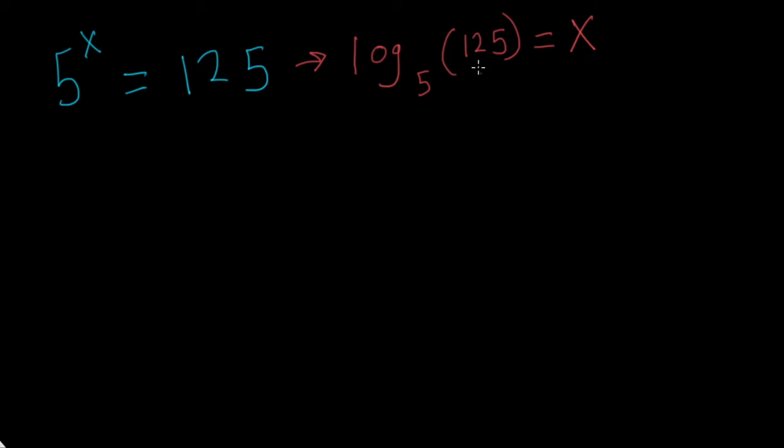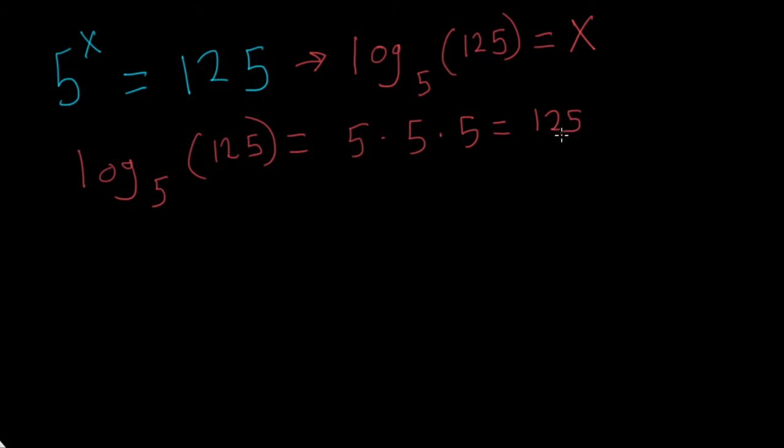Now if we're going to solve this, we would say log base 5 of 125. So 5 to the what power? 5 times itself, how many times gives you 125? Well, we know that 5 times 5 times 5 is equal to 125. So that means 3 is your answer.